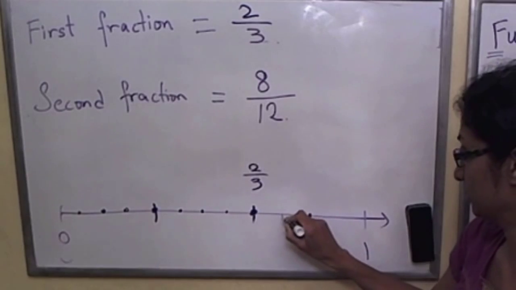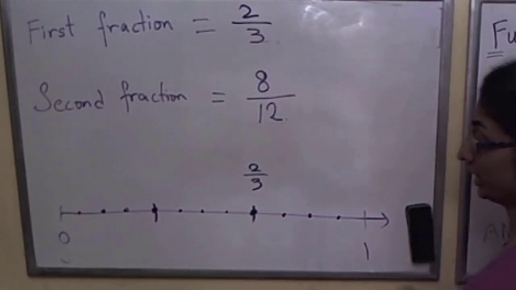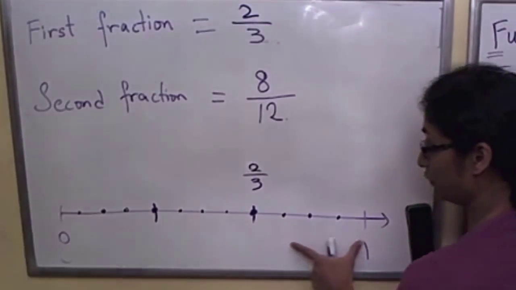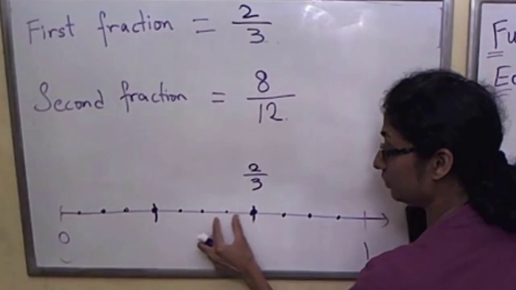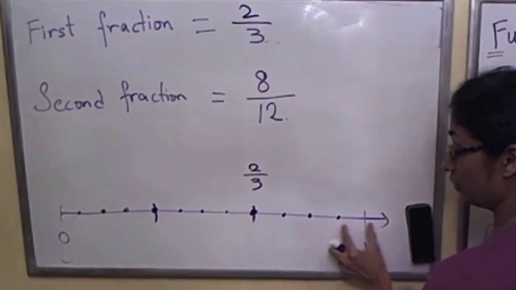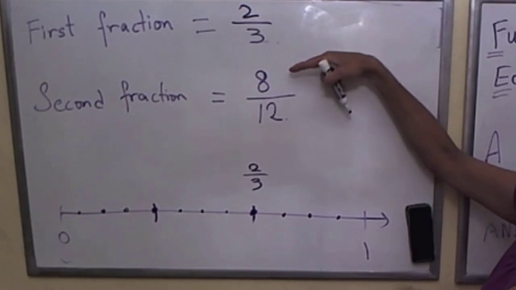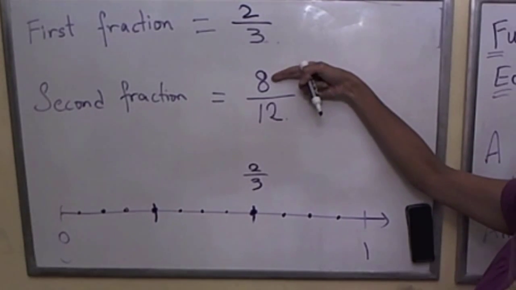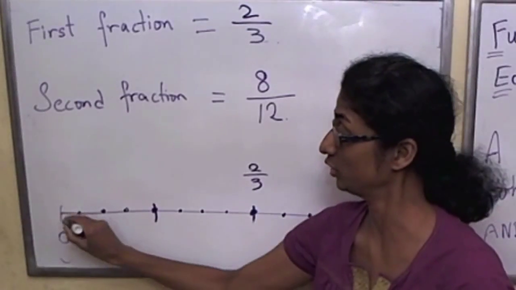Here again, 4 equal pieces. Okay. So I have 4 pieces, 4 pieces, 4 pieces. 1, 2, 3, 4. 1, 2, 3, 4. 1, 2, 3, 4. So there are my 12 equal pieces. And I need to find the 8th multiple, the 8th tick mark to the right of 0.